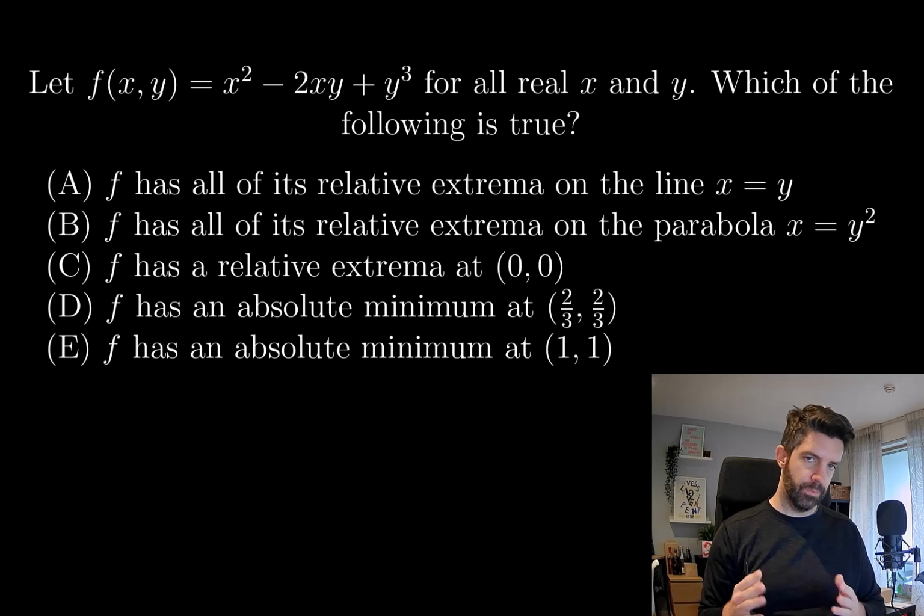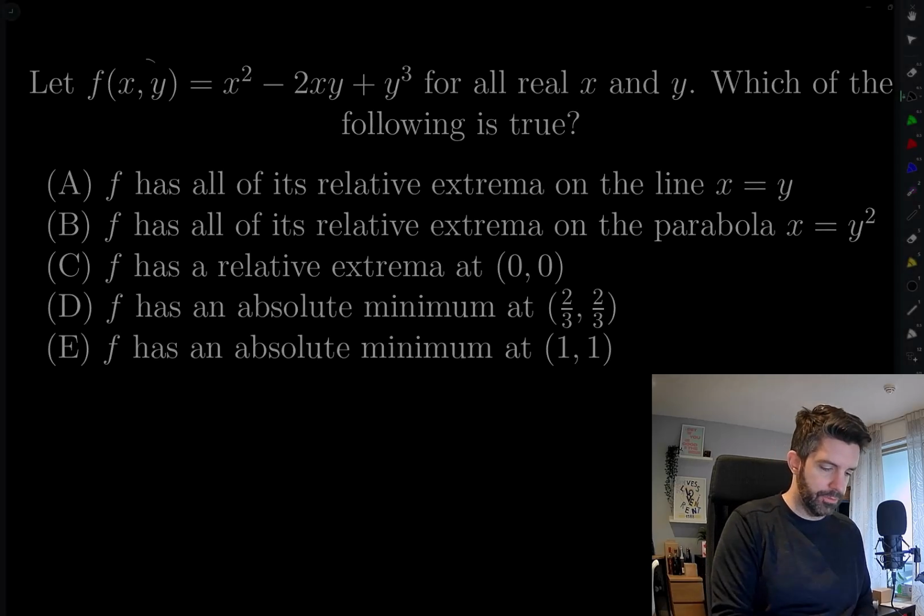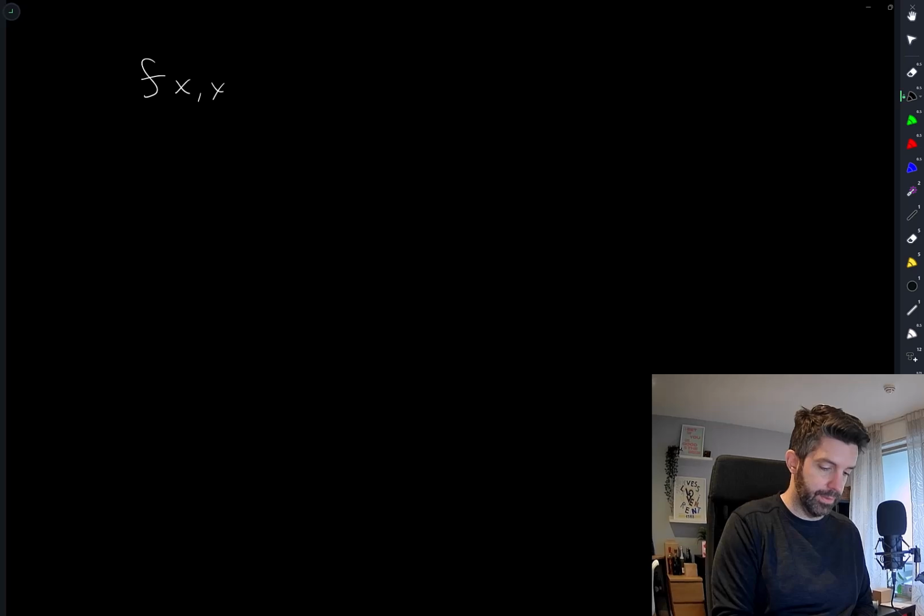So with a question like this, I typically like to just go through the options one by one and either rule them out or confirm that they're true. But I will go through all 5 of these. Okay. First, f has all of its relative extrema on the line x equals y. So it seems like all the statements are about maxima or minima. Let's start by writing the function out, in fact, and then we'll go through the statements.